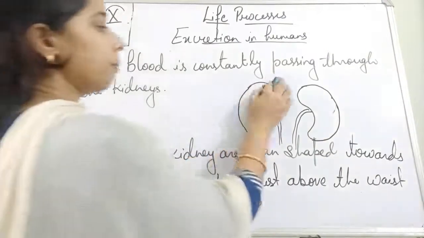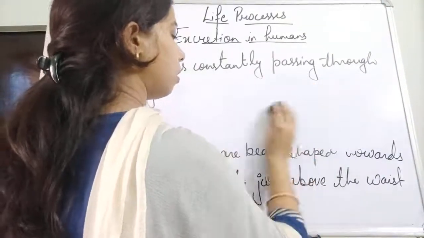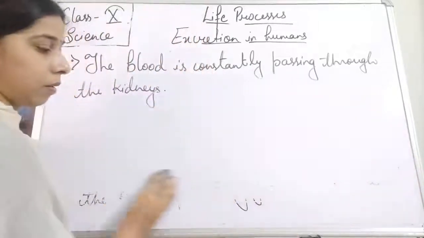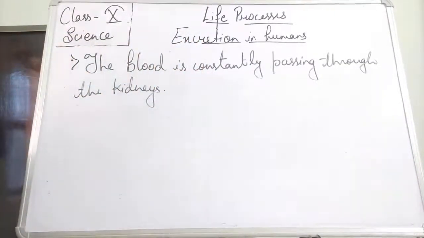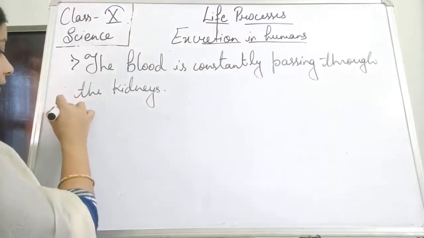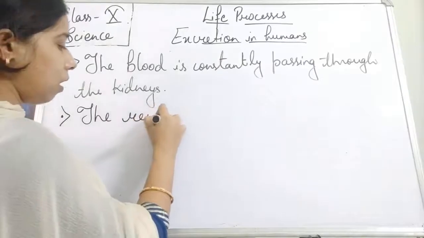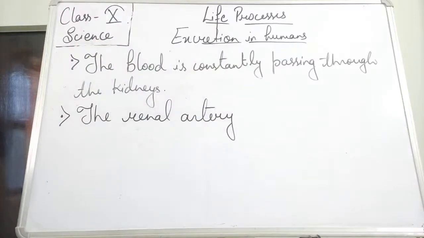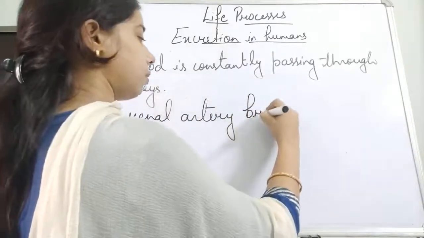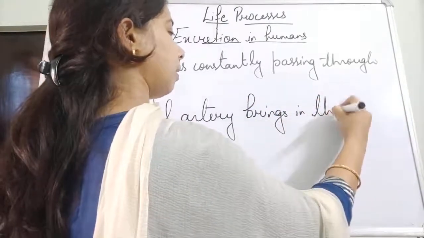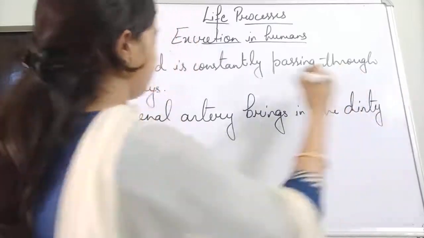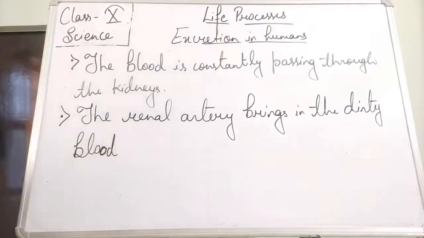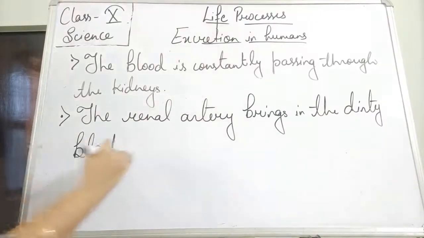Let me show you what a kidney is. If we talk about the artery, the renal artery brings the dirty blood into the kidney.